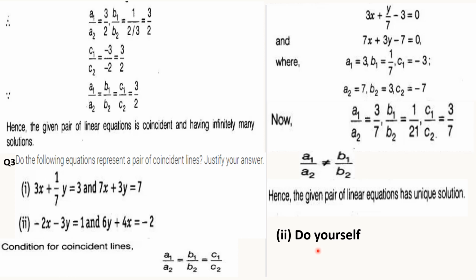Please try the second part yourself. I hope you have understood the concepts of the graphical method and consistent and inconsistent solutions. Please do more practice of questions and proper revision of this chapter.